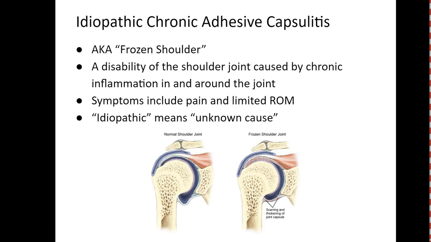And patients with frozen shoulder often have physical therapy to help with the symptoms and improve their range of motion. And you can see here in the picture all this irritation in and around the joint, and that's causing limited range of motion and pain in a patient with idiopathic chronic adhesive capsulitis. So please be familiar with this term and also know the layman's term, frozen shoulder.